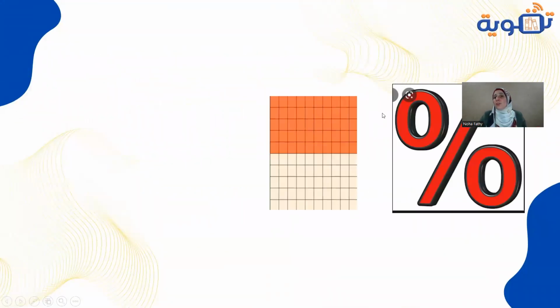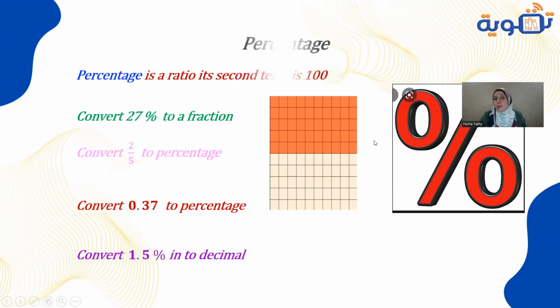How about percentage? I think all of you saw this sign before. If you have an offer, a discount, interest of the bank, like percentage of anything, like percentage of the sugar in the juice. So the percentage is exactly like the ratio, but the second term is 100. For example, if I say 27%, it means 27 over 100. Then put it in the simplest form. 27 over 100, and this is the simplest form.